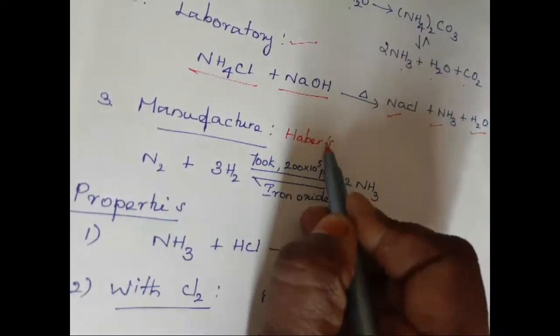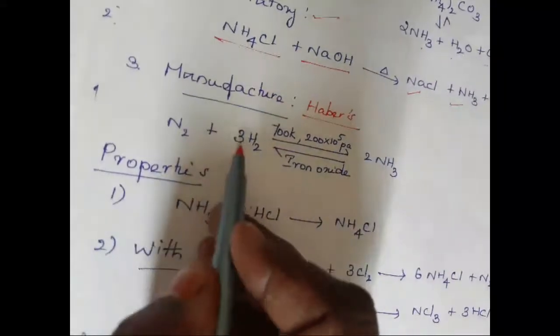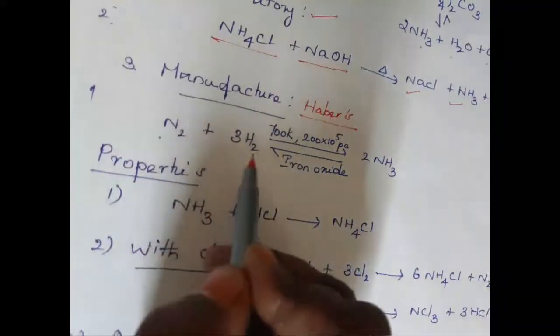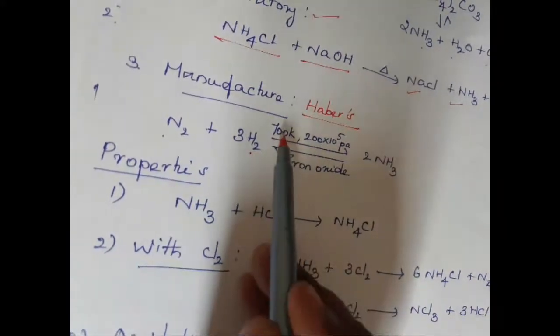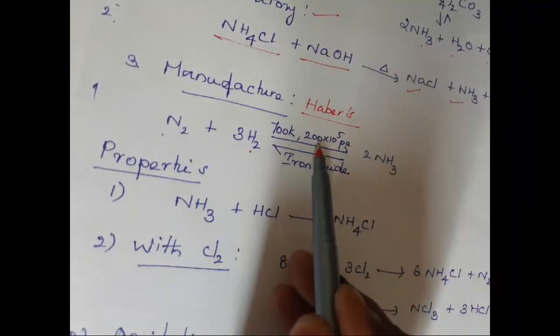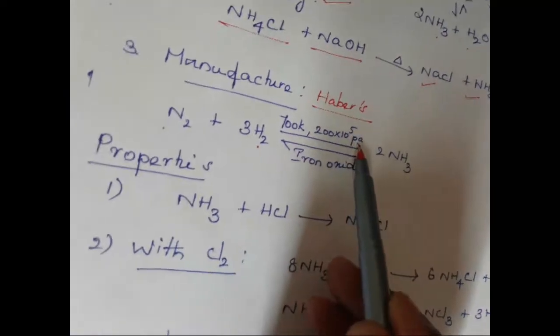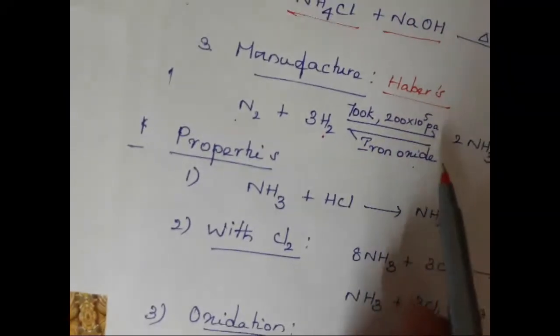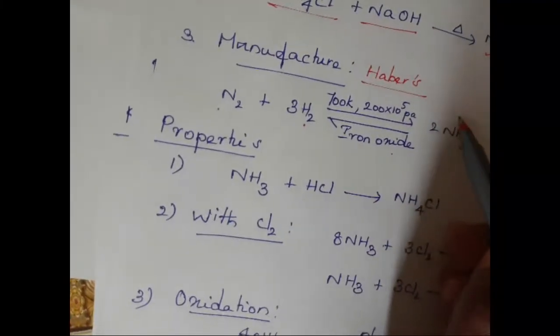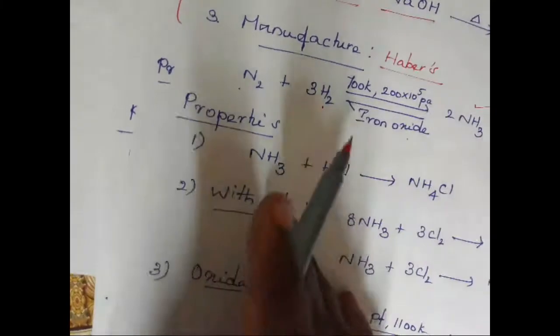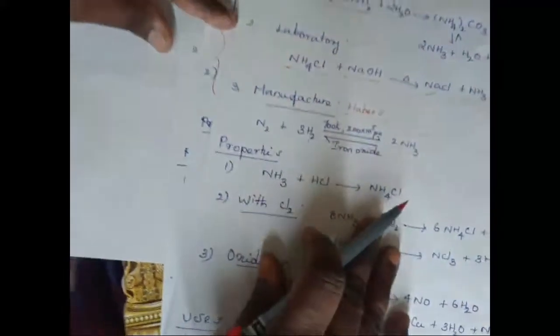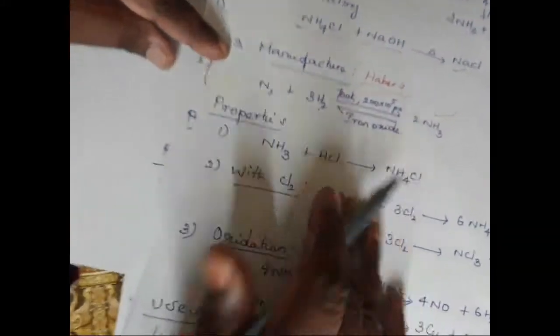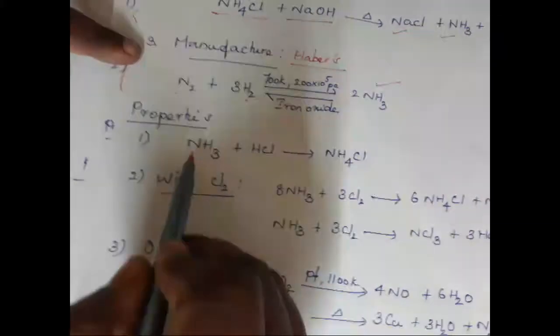As you already studied Haber's process in your lower classes, nitrogen, when it is treated with hydrogen at 700 Kelvin and 200 into 10 to the power 5 Pascal pressure and in the presence of iron oxide, produces ammonia. These three are the preparations of ammonia. Now let us see the properties of ammonia.